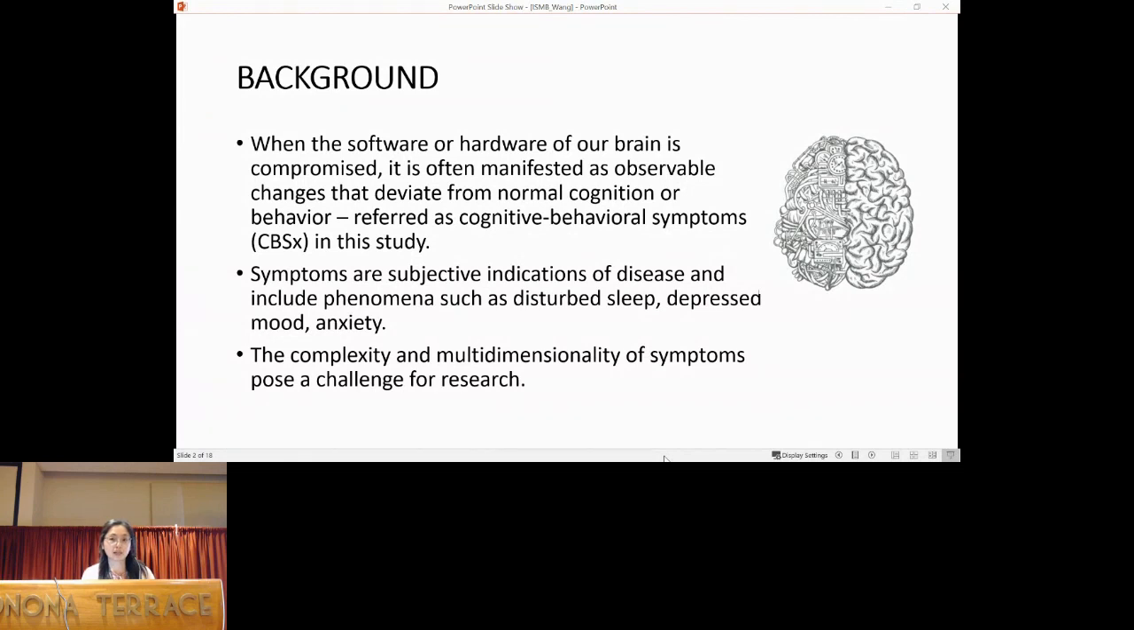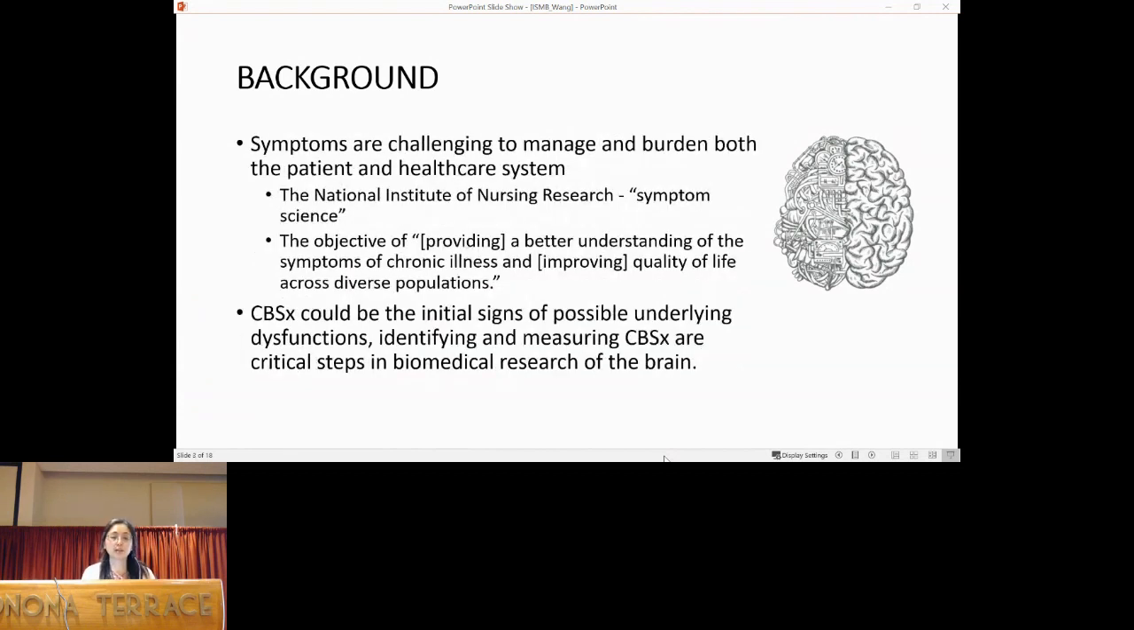These symptoms are complex and multidimensional, so they pose a challenge for research. It's also challenging to manage such kind of symptoms. They also burden both the patient and the healthcare system so much so that the National Institute of Nursing Research defined symptom science as one of the key themes, with the objective of providing a better understanding of the symptoms of chronic illness and improving quality of life across diverse populations.